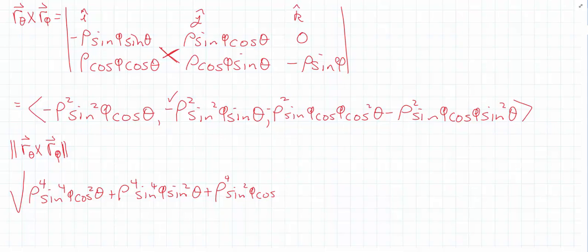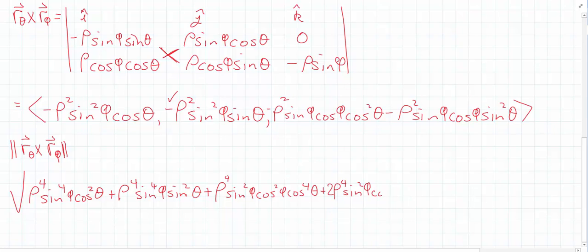Sine squared phi, cosine squared phi, and then cosine to the fourth theta. Now the next thing we do is 2 times the product. So this is going to be 2 rho to the fourth sine squared phi cosine squared phi, and then cosine squared theta sine squared theta. So that's 2 times the product, and then the last term squared.